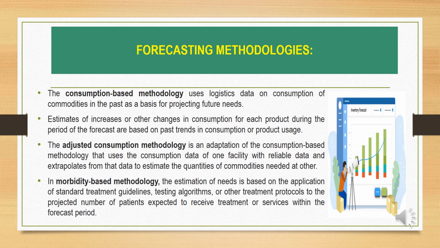Then the second is the adjusted consumption methodology. It is an adaptation of the consumption-based methodology that uses the consumption data of one facility with reliable data and extrapolates it to estimate the commodity needs for the other facilities.